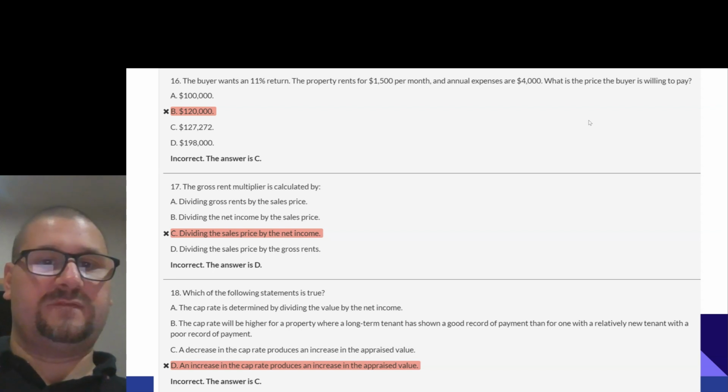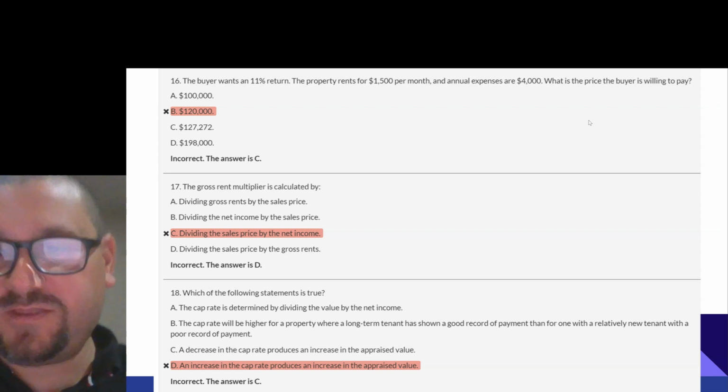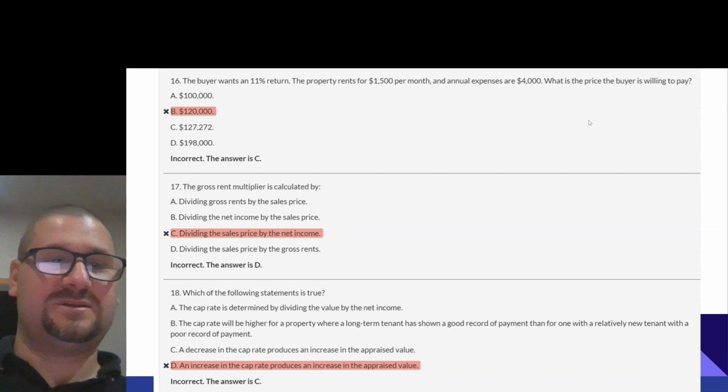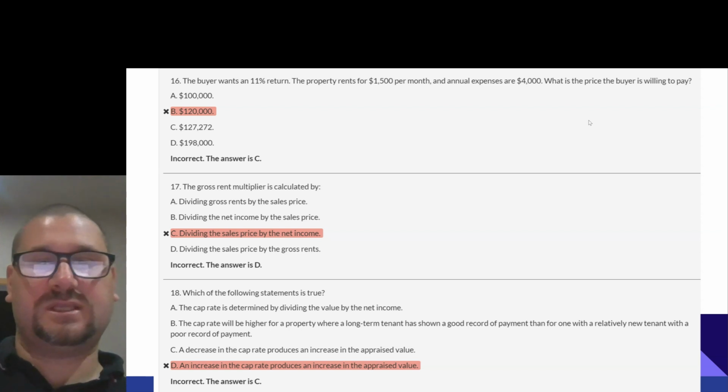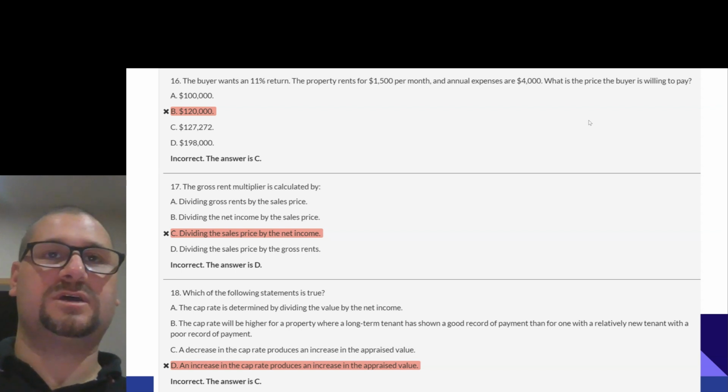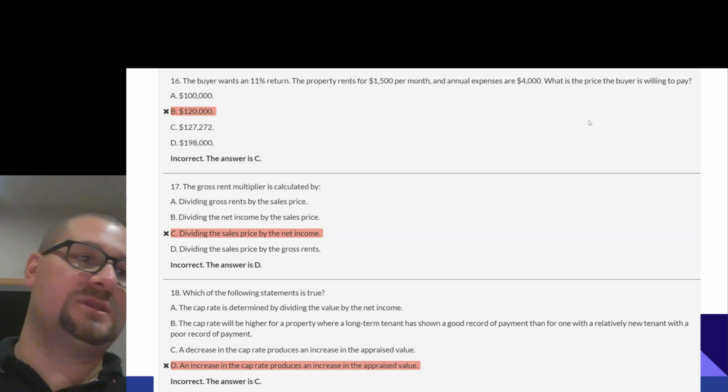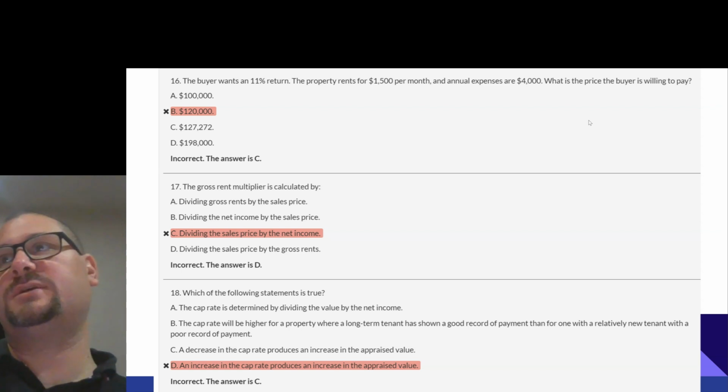So the cap rate is determined by dividing the value by the net income? No. The cap rate will be higher for a property where a long-term tenant has shown a good record of payment than for one with a relatively new tenant with a poor record of payment? No. A decrease in the cap rate produces an increase in the appraised value? Yes. An increase in the cap rate produces an increase in the appraised value? No. So they're not a direct correlation, they're an inverse correlation. An increase in interest rate leads to a decrease in the value of the house.